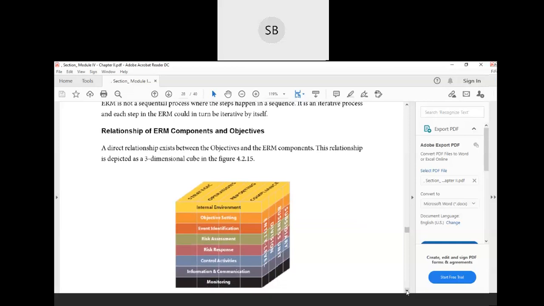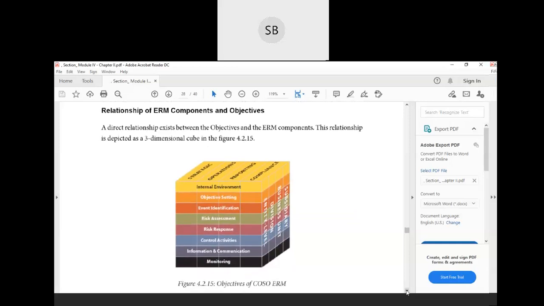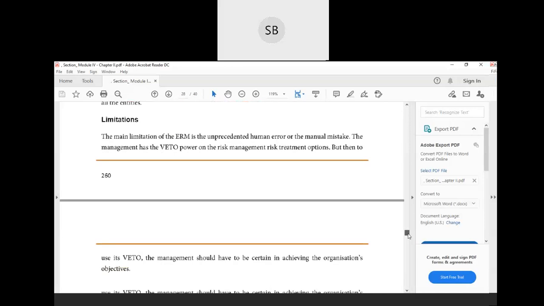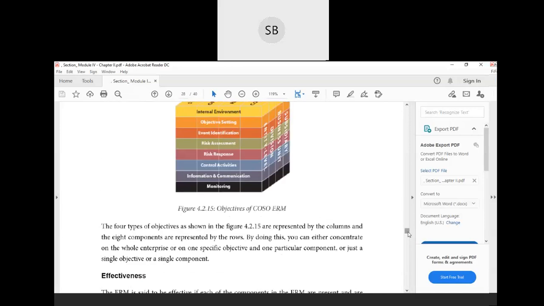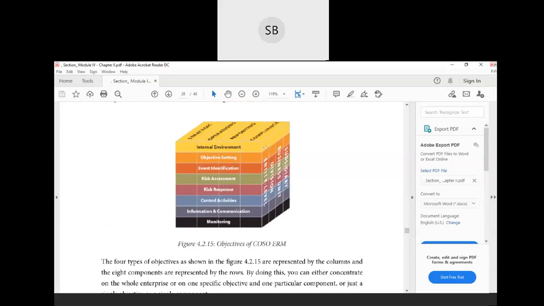Next, coming to the relationship of ERM components and objectives. You can see this diagram. It is a three-dimensional cube diagram. Here you can find the strategic, operations, reporting, and compliance objectives, and the 8 components. You can see the 4 types of objectives shown here, which I just told you: strategic, operations, reporting, compliance, and 8 components.